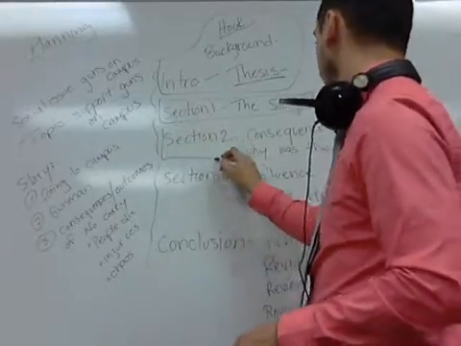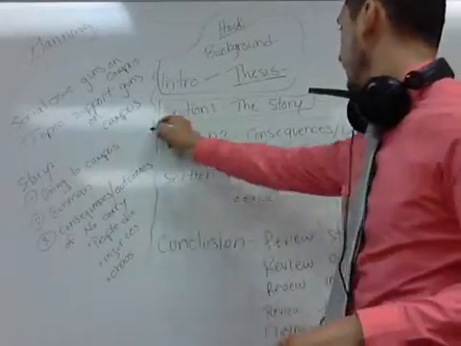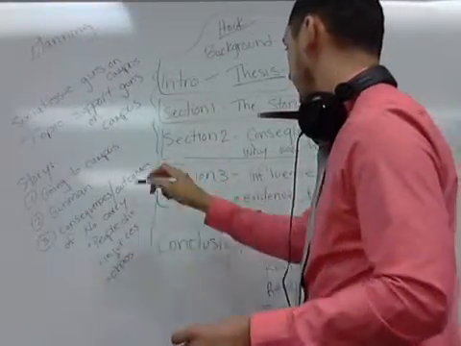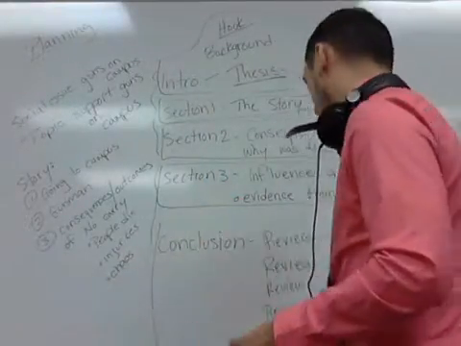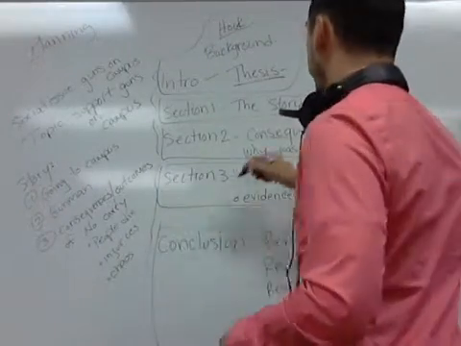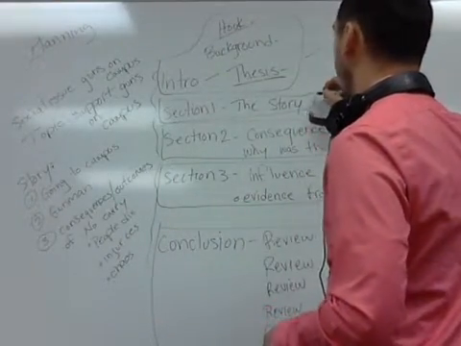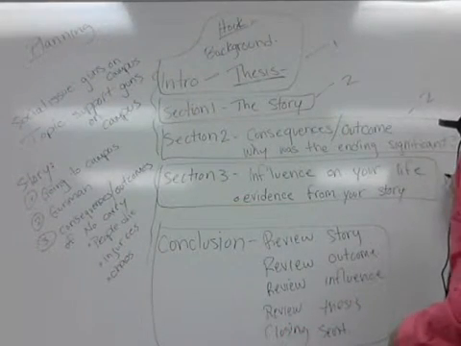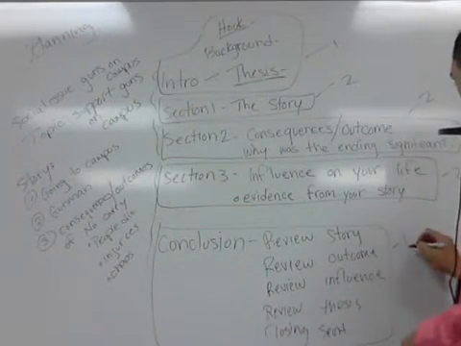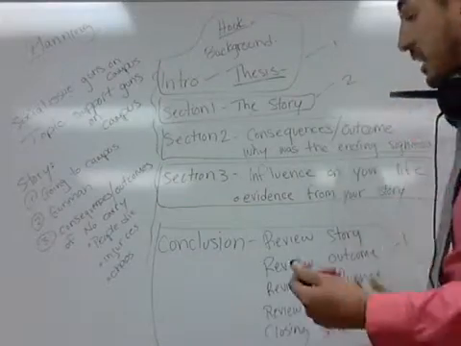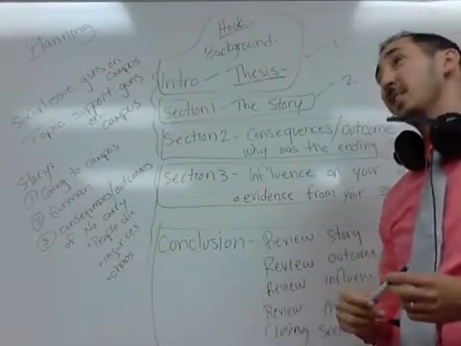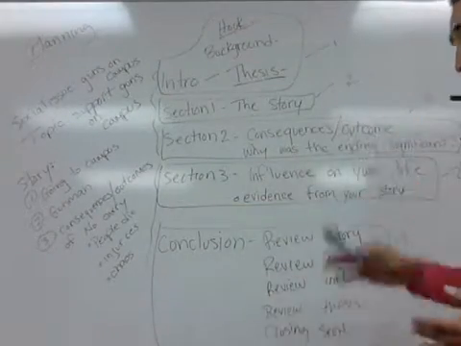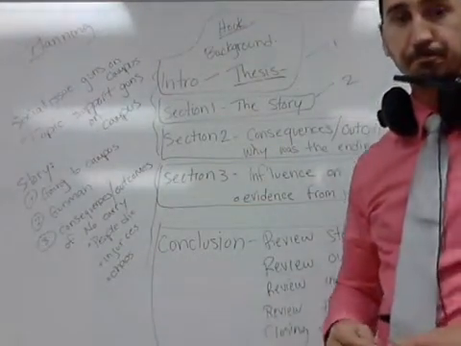Section 2, consequences, again, 2 to 3 paragraphs. Another 2 to 3 paragraphs on how that story influenced your life. And then 1 paragraph on your conclusion. So if your intro is 1 paragraph, your section 1 is 2 paragraphs, section 2 is 2 paragraphs, section 3 is 2 paragraphs, and conclusion is 1 paragraph. You have 2, 4, 6, you have 8 paragraphs. Now that's about 3.5 pages. So if you follow this outline, hopefully that will save you some time.